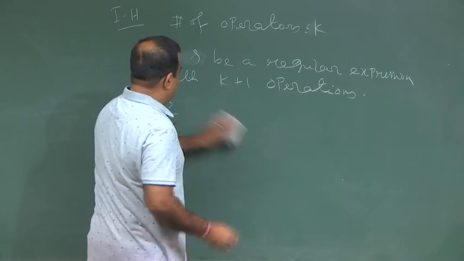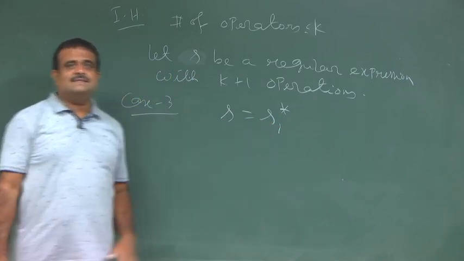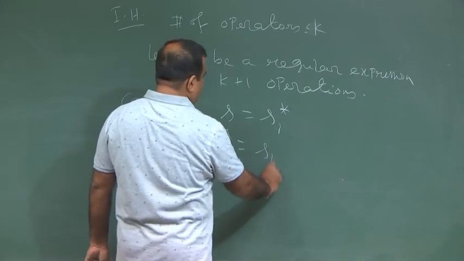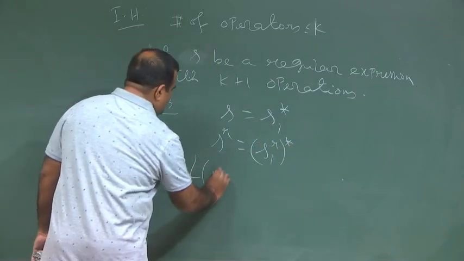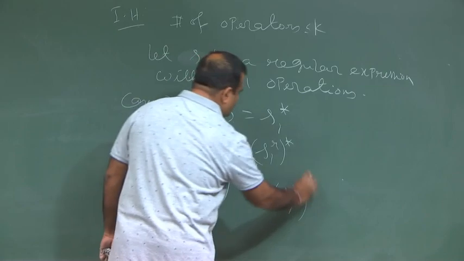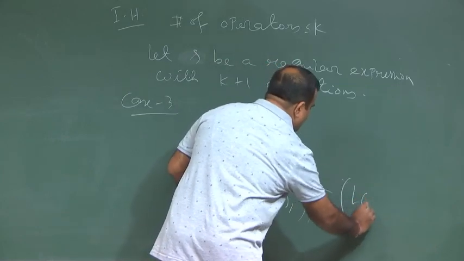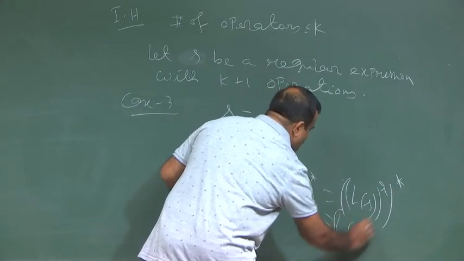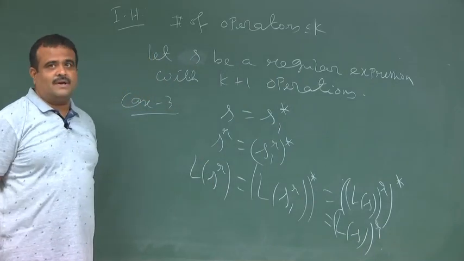So, if S is S 1 star, we have used one operator. So, this S 1 must have at most k operators, because this is k plus 1 operators. So, if you take the reverse, this is nothing but S 1 r to the power star, this we can easily prove. Now, L of this is nothing but L of S 1 r to the power star. Now, by the induction hypothesis, this is nothing but L of S to the power r, to the power star. So, this is nothing but L of S to the power r. So, the result is true when the number of operators is k plus 1.